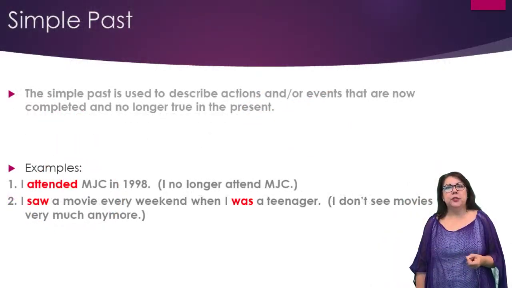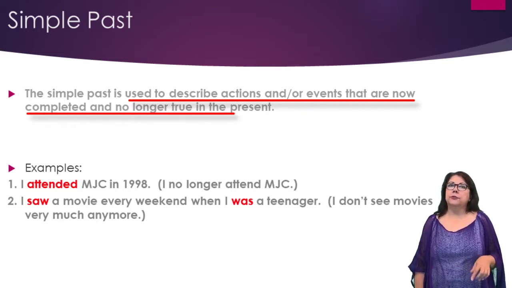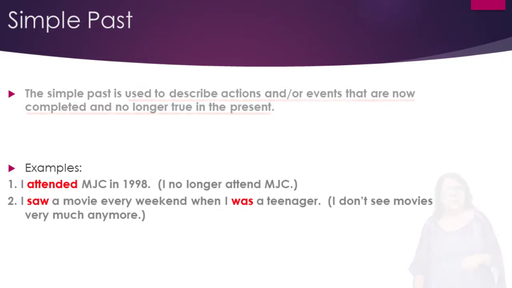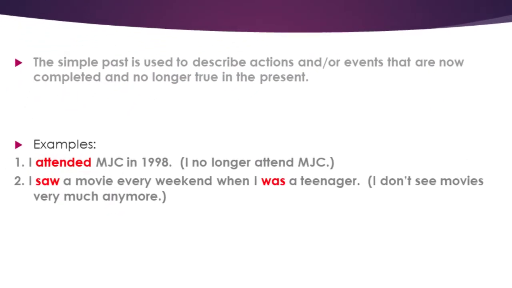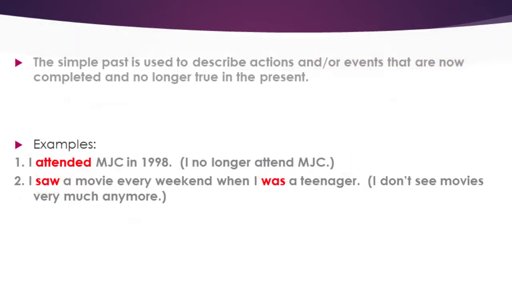Also, the simple past is used to describe actions or events that are now completed and no longer true in the present tense. Okay, so for example, I attended MJC in 1998. I no longer attend this college, okay? Number 2, I saw a movie every weekend when I was a teenager. So again, this is something that happened in the past. It's no longer happening anymore. Even though I may go see movies now, I probably don't see them every weekend.